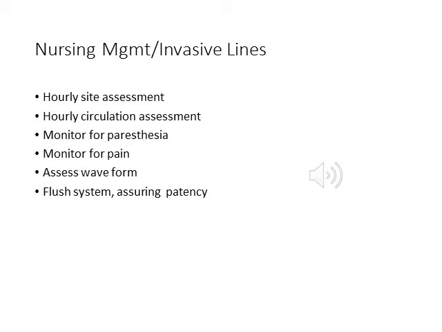You're going to assess for waveform changes, which could be dampening or heightening of the waves from the original baseline that you've seen. This can be caused by a clot, and this would include all of the invasive lines. Inability to flush a system could indicate a clot. This needs to be reported immediately, as a patient is at risk for pulmonary emboli or impaired circulation.